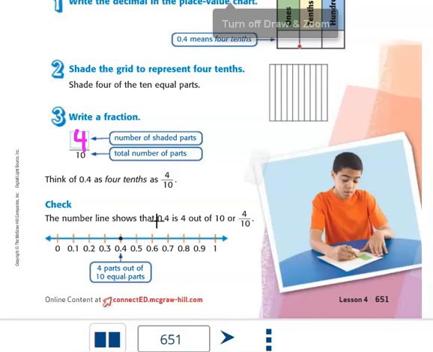The number line shows that 0.4 is 4 out of 10 or 4/10. So this point on the number line is what we're looking at. 4 parts out of 10 equal parts. So these are all the different ways to represent one fraction.